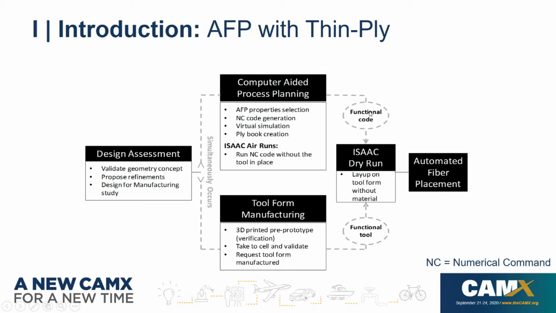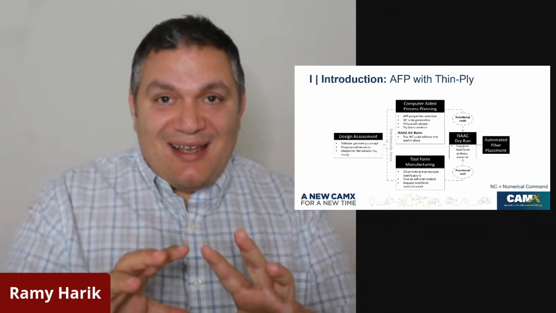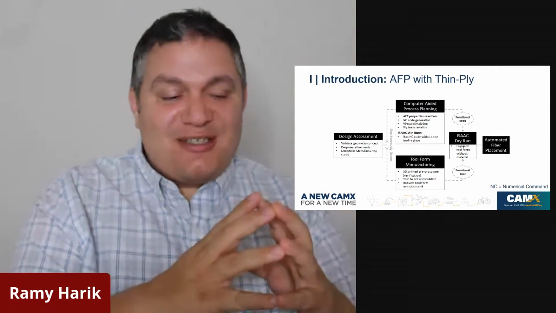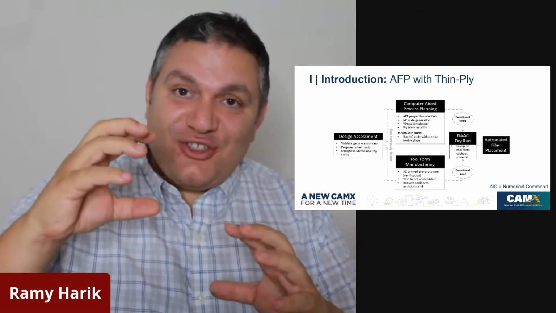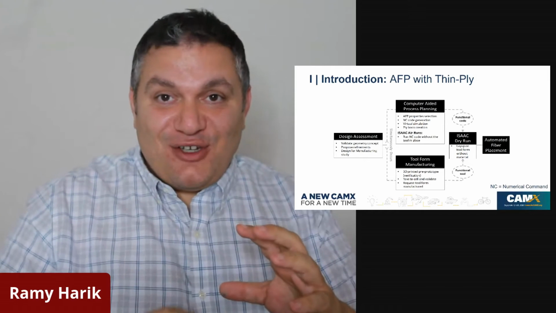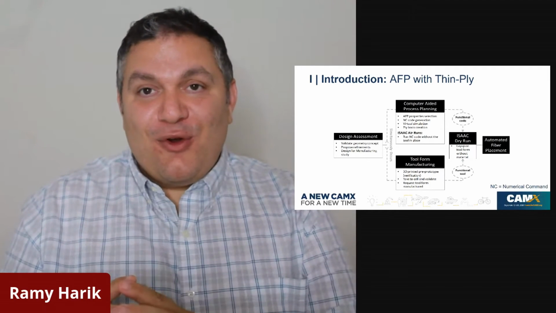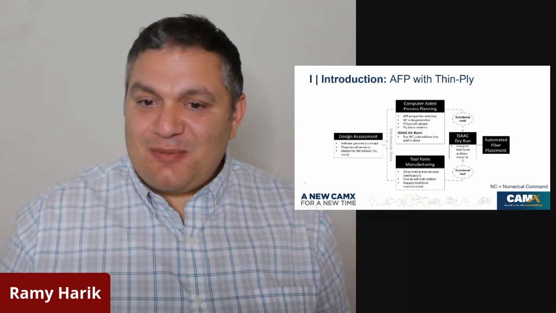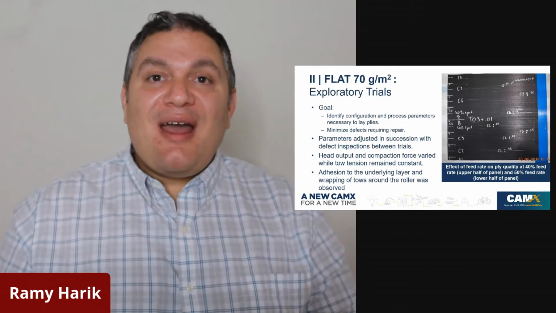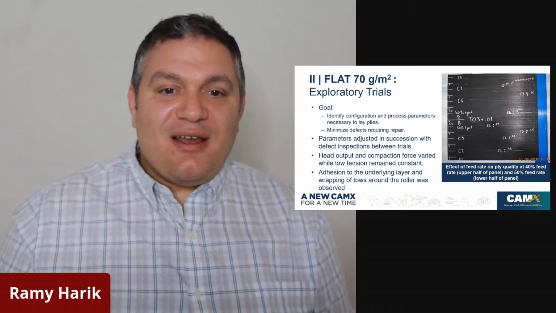Once you have the code and the tool, we perform what we call dry runs, so we're laying up without the material, and then we proceed to automated fiber placement. So the cycle goes as you assess your design, then you start with two parallel routes to obtain a functional code and a functional tool. You perform your dry runs, and then you proceed with automated fiber placement. So let's go ahead and start talking about the experiments.